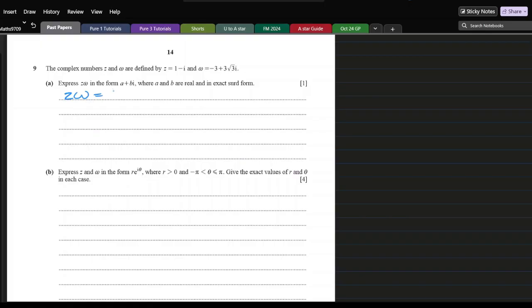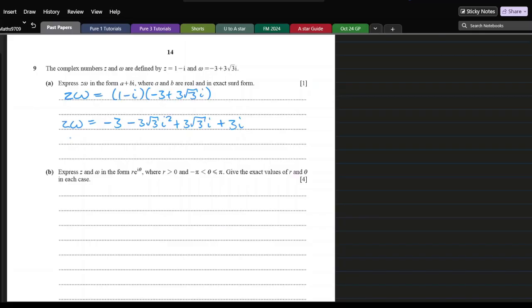So we're multiplying z, which is 1 minus i, with omega, which is negative 3 plus 3 root 3i. Okay, so we are going to get 1 times negative 3, that gives us a negative 3. Then we've got negative i times 3 root 3i, so that's negative 3 root 3i squared. And then we've got our 1 times 3 root 3i, so that gives us 3 root 3i. And we've got negative i times negative 3, so that's a positive 3i.